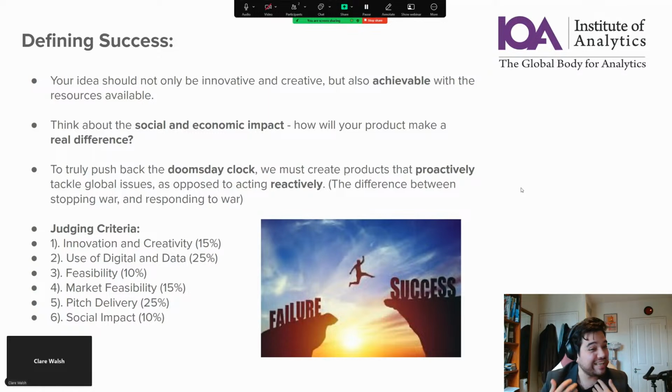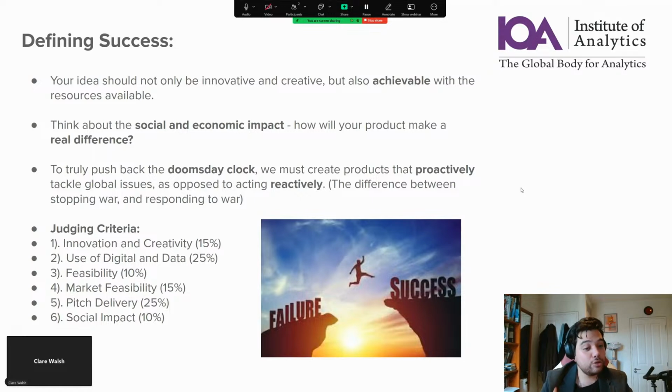When we think reactively, we are essentially conceding the fact that something bad will happen. This is not the mindset we need when we're pushing back the doomsday clock and preventing natural disasters and man-made disasters. We need a mindset of stopping the possibility happening in the first place, not conceding the possibility happening, then reacting to it efficiently. The judging criteria for your pitches is below.